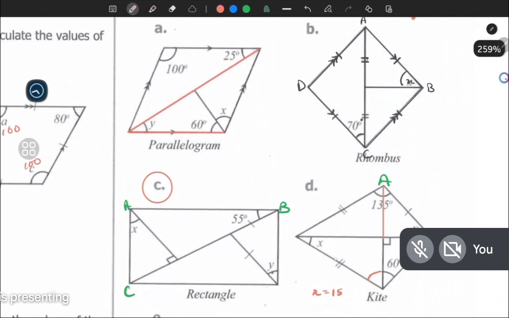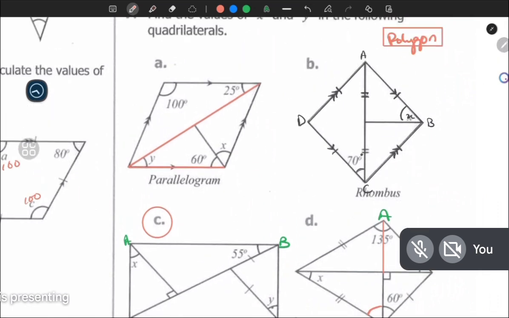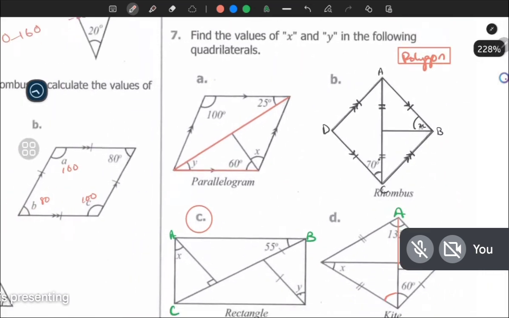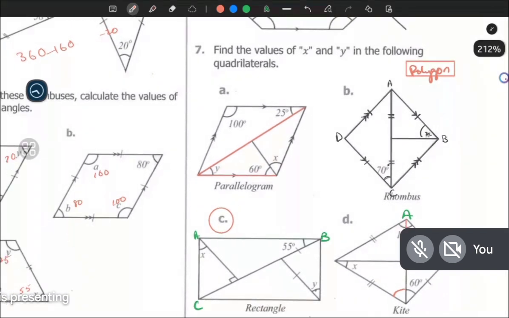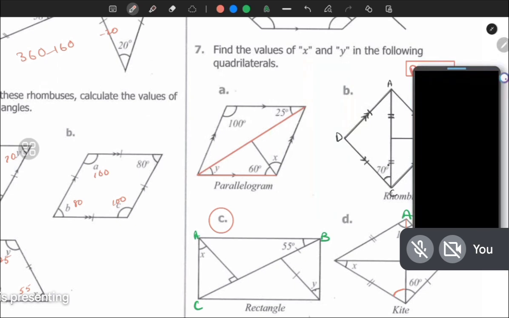Look at these questions. Can you tell me if you can do these on your own? Maybe. Okay. Try these on your own. I'll ask you after 5 minutes.